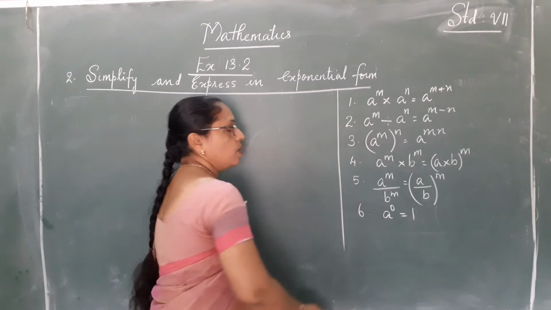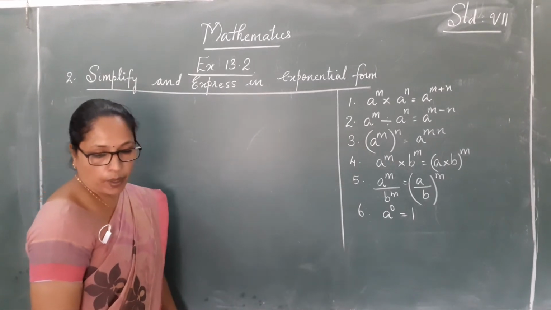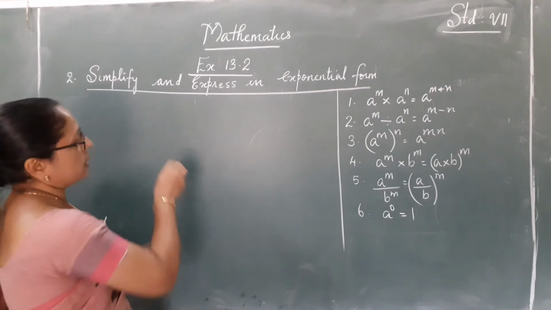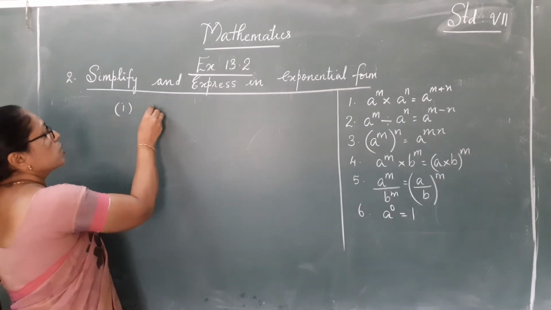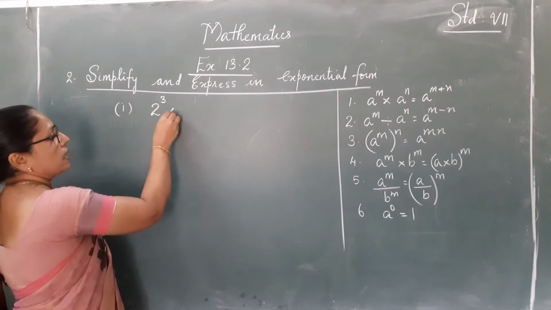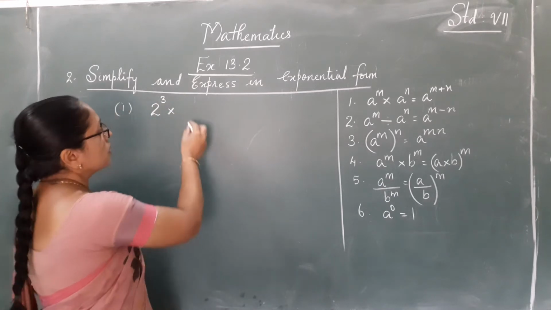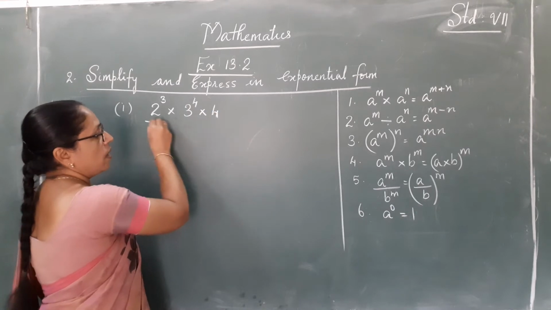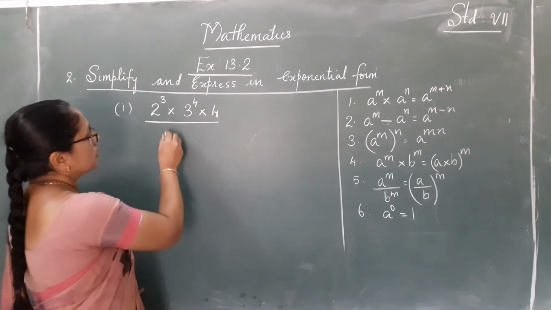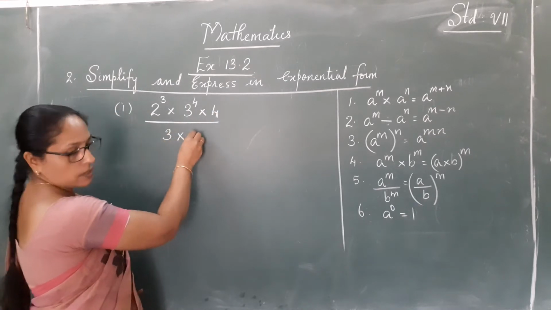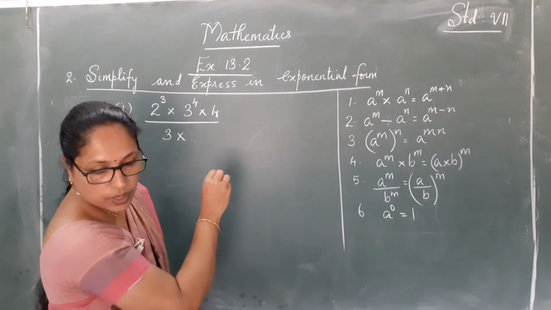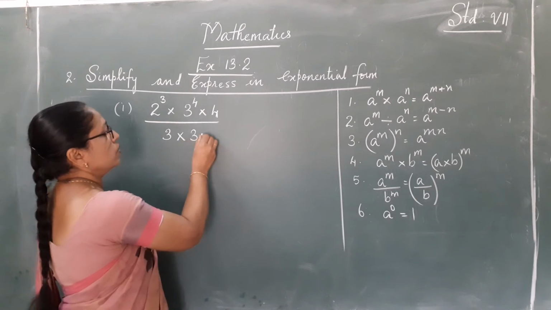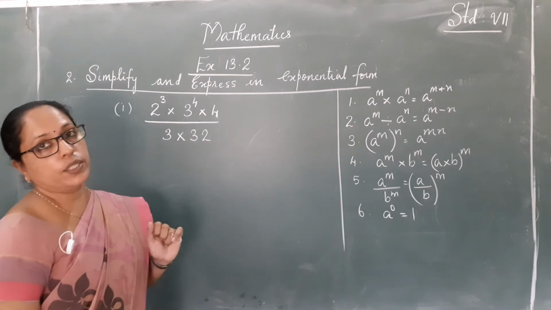Keeping the 6 laws, we are going to solve the problem. Exercise 13.2, question number 2, first part. 2 raised to 3 into 3 raised to 4 into 4 by 3 into 32. Sorry, 3 into 32.